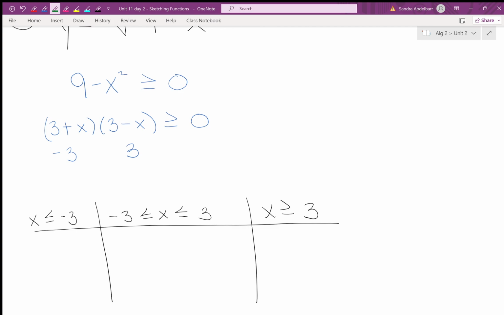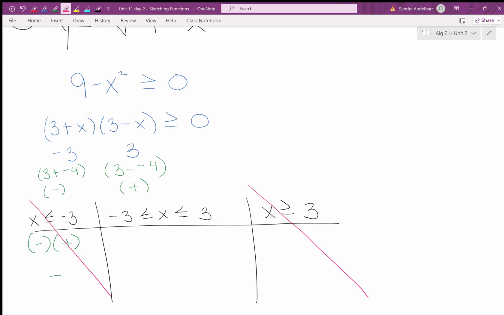Can I choose -4? Yes. So when we have 3 plus -4, what is that? A negative. When I have 3 minus -4, what's that? Positive. So now I have a negative times a positive, which is a negative. So what happens? This region doesn't work, which means what else is not going to work? The last column will not work.